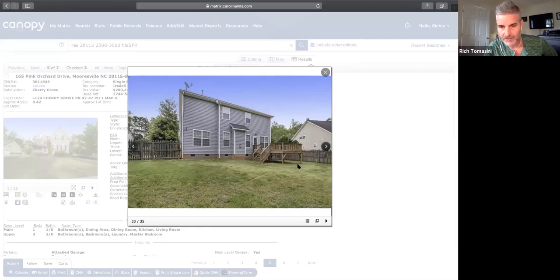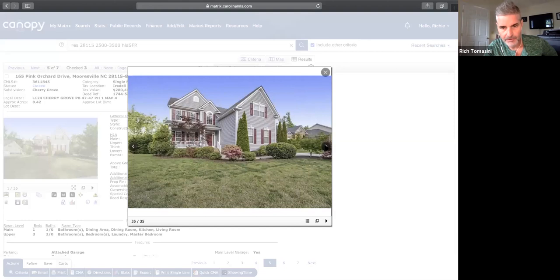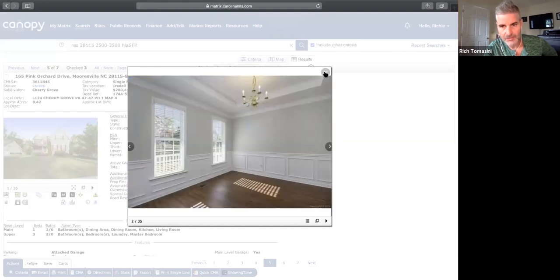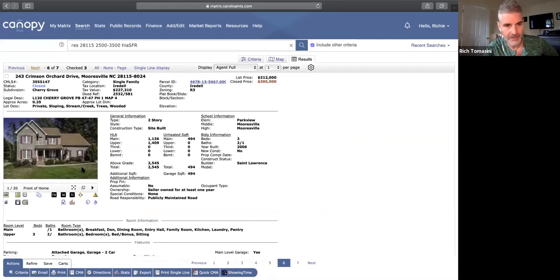This looks like it's not on as nice of a lot, kind of looks a little chintzier in the backyard, not a lot of landscaping. So I kind of see why it went under 300. I don't know if this is the best comp. It's not brick like the subject, so let's skip that guy for now. Crimson Orchid Drive, 305.